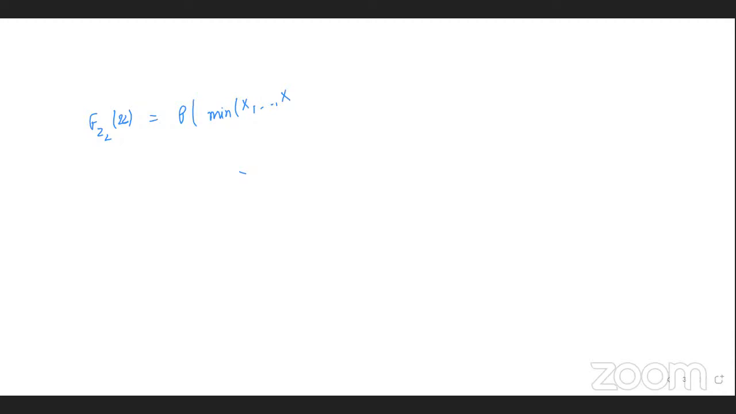Oh, sorry. X1, X2, X3, up to X5. It goes till X5, and this is less than or equal to 2. So if I'm saying the minimum of X1, X2, up to X5 is less than or equal to 2, does that mean that each of the Xi's is less than or equal to 2?